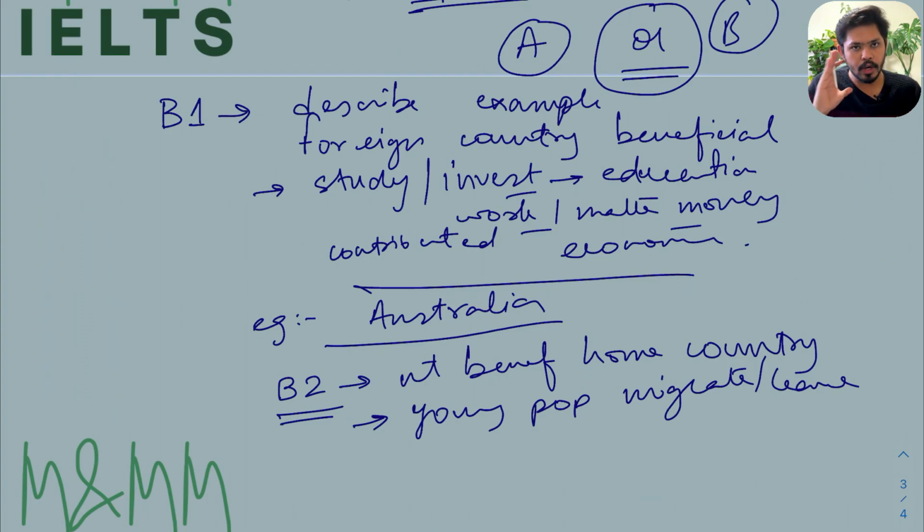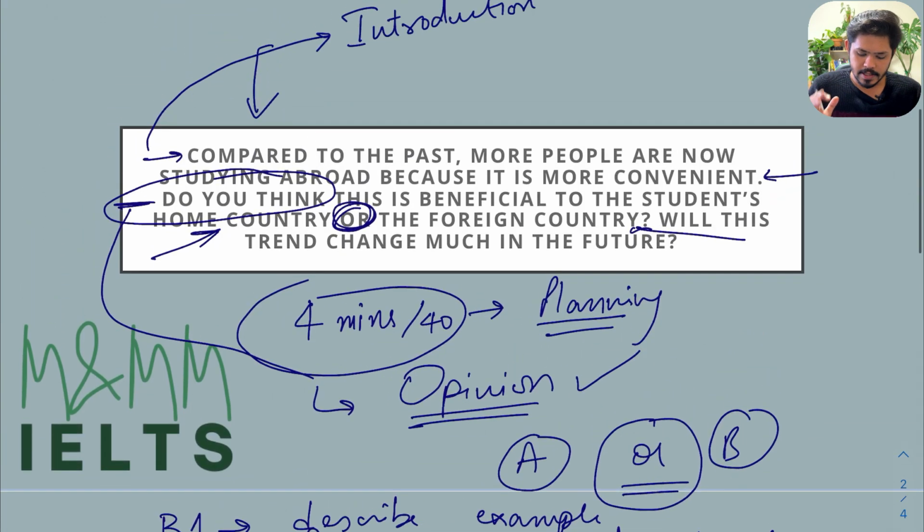Now, my body 1 is planned. My introduction was my overview. I know how to start it. Body 1 is done. Body 2 is done. Let us see if I miss anything. The last sentence. Will this trend change much in the future?